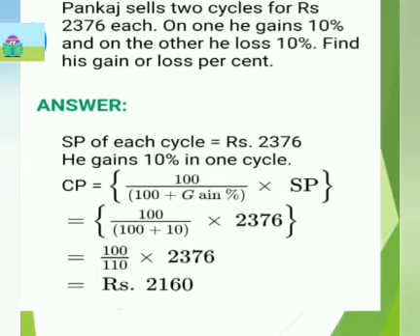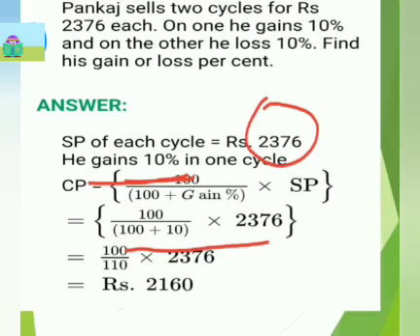So it is given that the selling price of each bicycle is rupees 2376. Now let's calculate the cost price of this bicycle when there is a gain of 10%. So when the gain is 10%, let us calculate the CP. So the formula of CP is what? 100 upon (100 plus gain percent) multiplied by selling price. So use the formula and solve it. You will get the CP here, 2160.